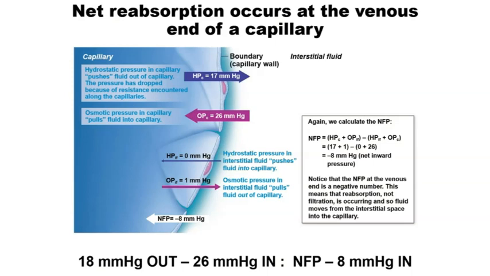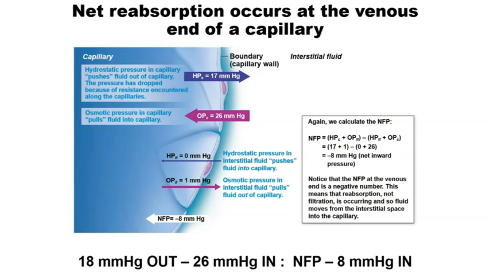However, we see that the osmotic pressure of the capillary, or OPC, remains the same at 26 millimeters of mercury. This osmotic pressure pulls fluid back into the capillary bed, and we also see that the osmotic pull of the tissues, which is abbreviated OPIF in this diagram, is still 1 millimeter of mercury out of the capillary bed.